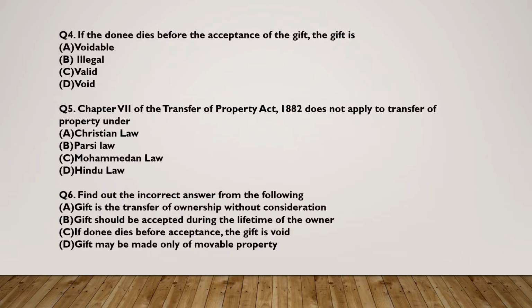ओके, नाउ क्वेश्चन नंबर 4, what does it say? It says if the donee dies before the acceptance of the gift, the gift is: option A, voidable, option B, illegal, option C, valid, option D, void. बताओ मुझे क्या आंसर है इसका. If donee he dies before the acceptance of the gift is either void or voidable or illegal, या valid है या फिर void है. बताओ क्या आंसर करेक्ट है इसका.